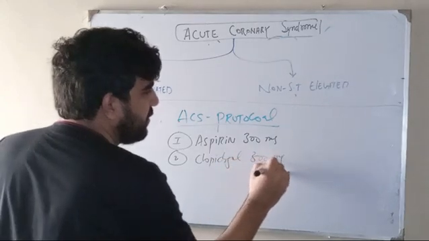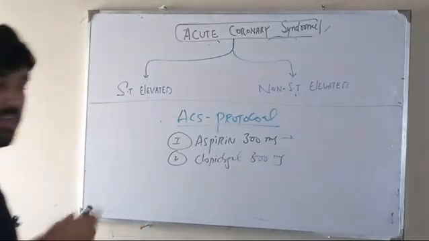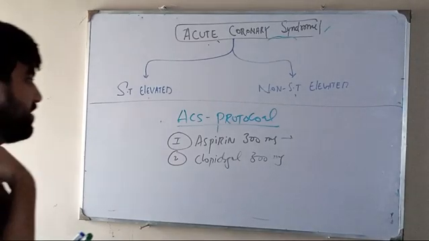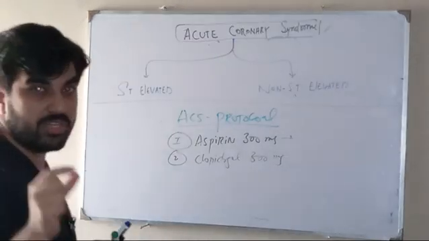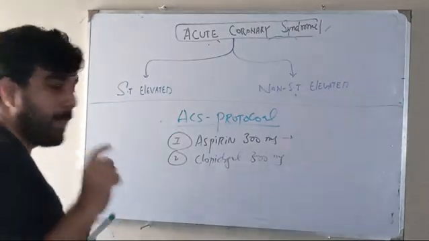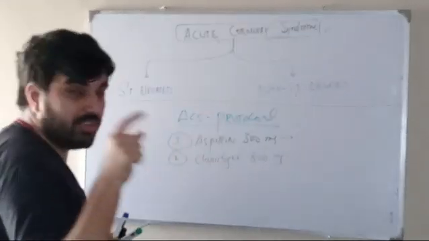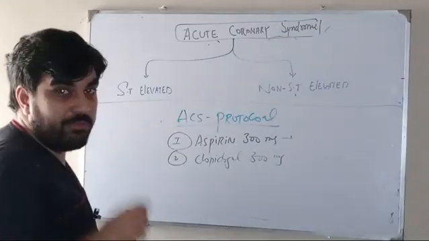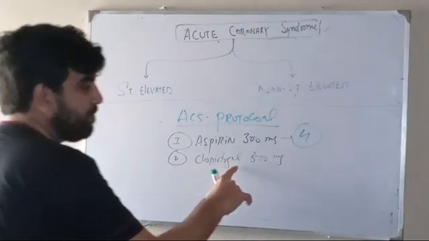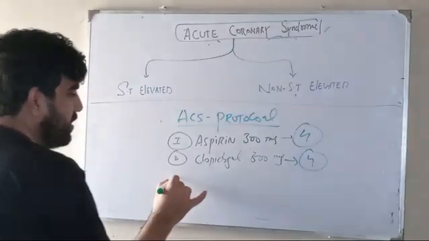Now, the one tablet of aspirin that is actually 300 milligram, the strength is usually not written on that tablet, but that is 300 milligram. So one tablet you can give the patient and ask him or her to chew. But if you have Loprin 75 milligram tablets, you have to give 4 tablets. Similarly, clopidogrel comes in a strength of 75, so you have to give 4 tablets.